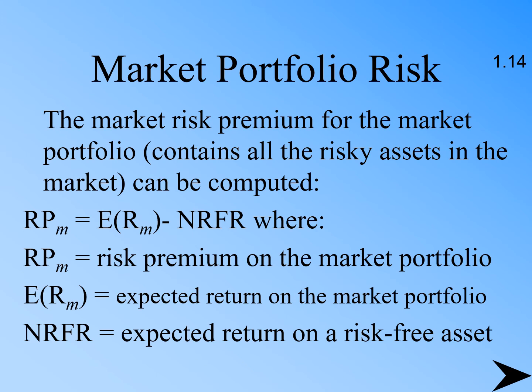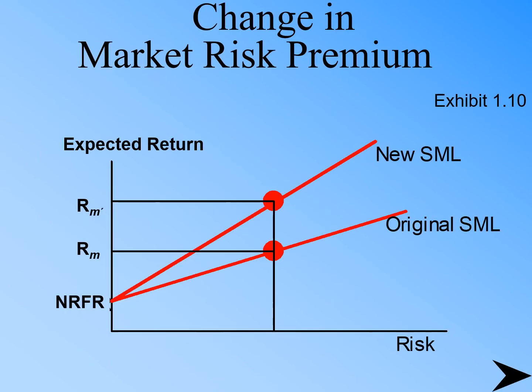So it is the difference between the expected return on the market portfolio and the nominal risk-free rate of return. We can use the stock market indices as a proxy for the market portfolio. For example, in case of Pakistan, we can use a KSE 100 index as a proxy for the market portfolio, because KSE 100 index consists of all the risky assets in the market. Change in market risk premium.